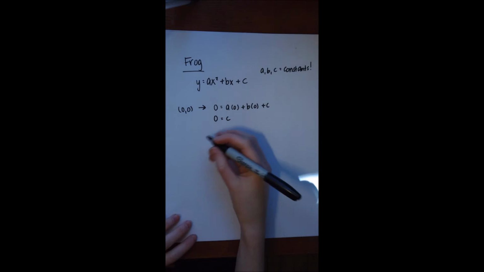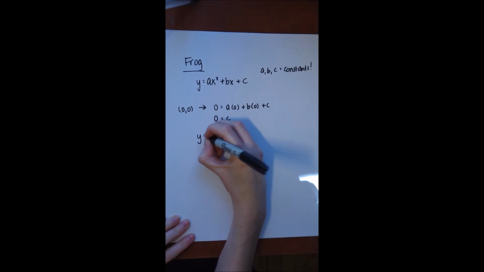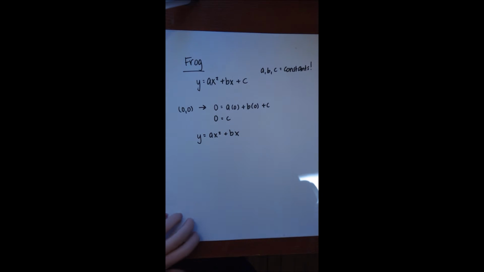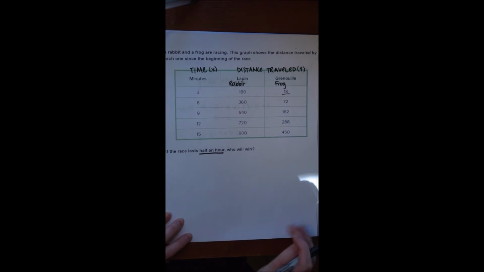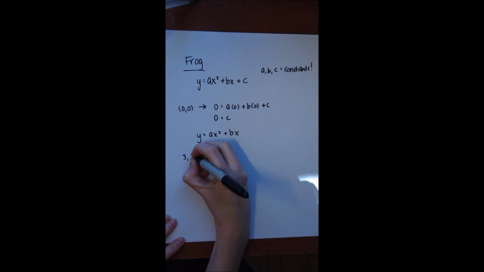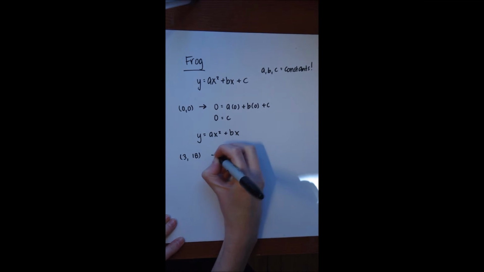Cancels. Next. We now know our equation is y is ax squared plus bx. We want to solve for our a and our b values now. So we're going to choose another point. The next point we're going to choose is the same one we used for our route. We're going to choose after 3 minutes. So here, after 3 minutes, the frog now will have traveled 18. So replacing at 3, 18, we're going to replace that into our equation.